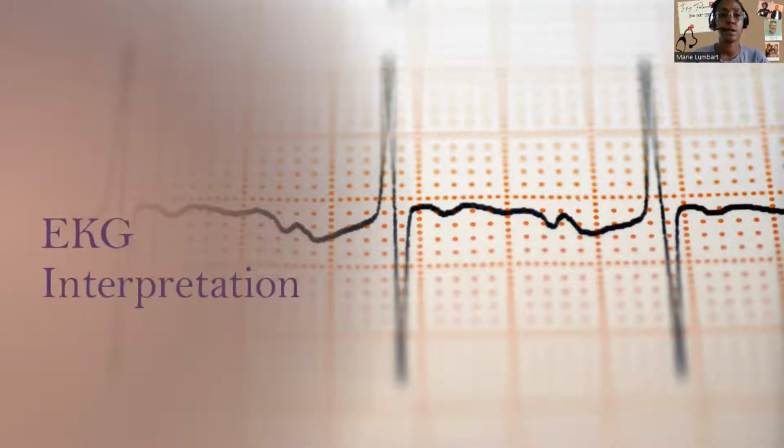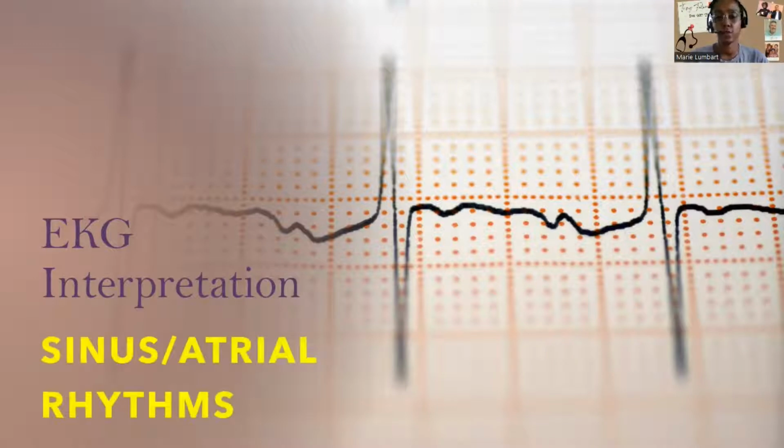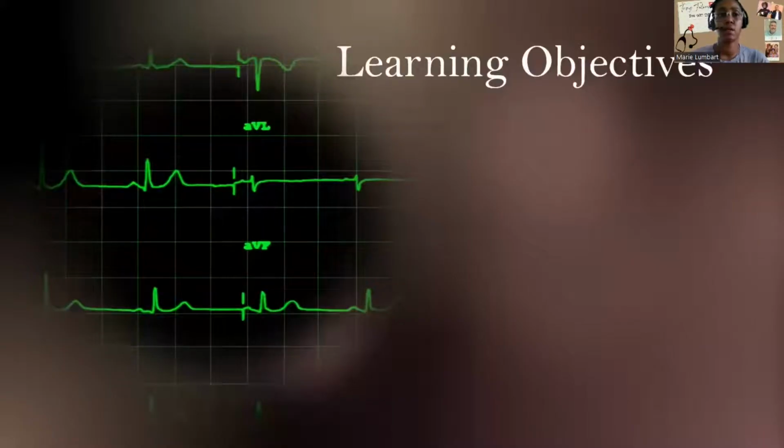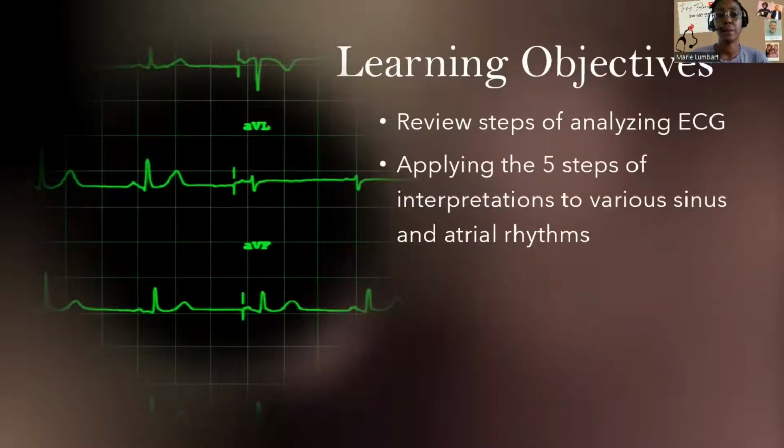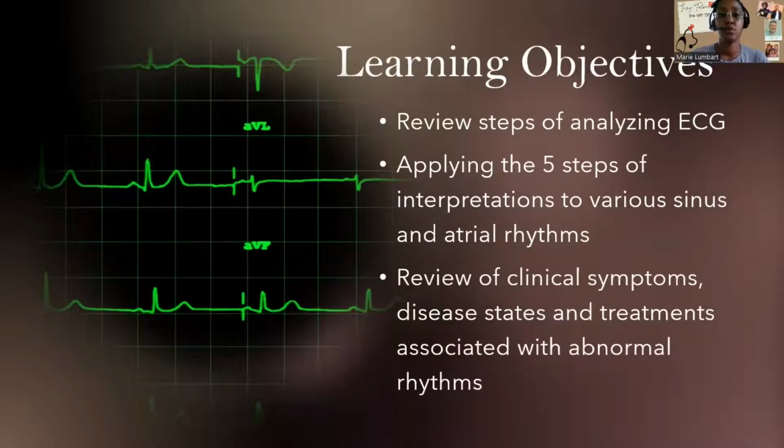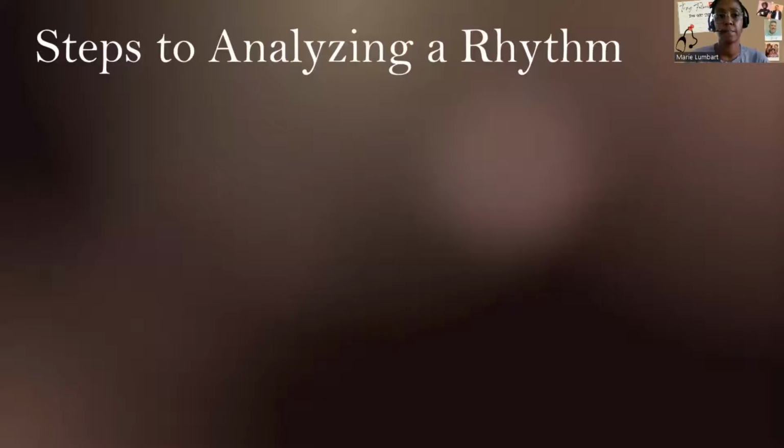Okay, welcome to EKG or ECG interpretation. We're going to focus today on sinus and atrial rhythms. Here are our learning objectives. We're going to review the steps of analyzing ECGs. We're going to apply those steps to the various sinus and atrial rhythms. And we're going to review some clinical manifestations and disease states associated with those rhythms.